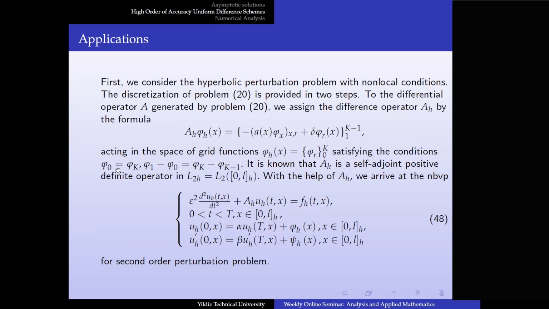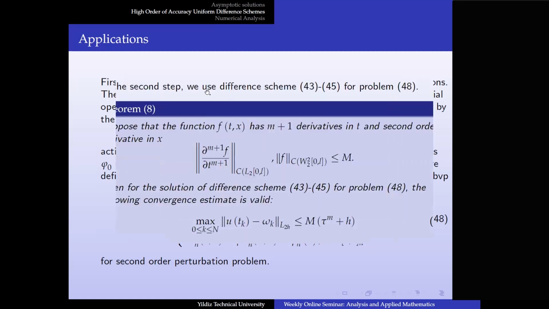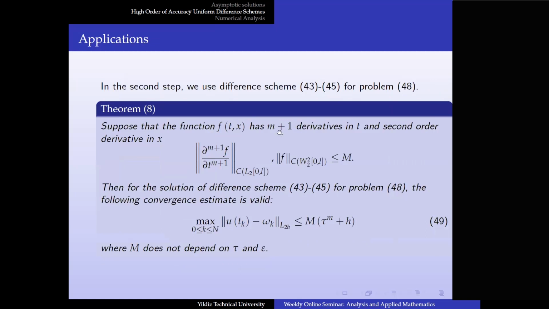satisfying. So it is known that this difference operator A sub h is a self-adjoint positive definite operator in L2 space. The problem 48 for the second order perturbation problem can be given. In the second step for this problem, we have the following corollary.